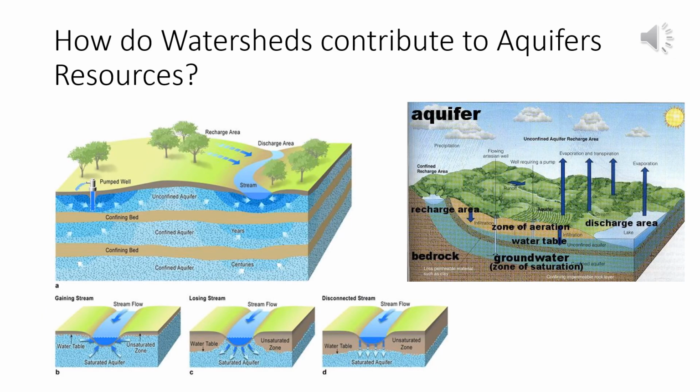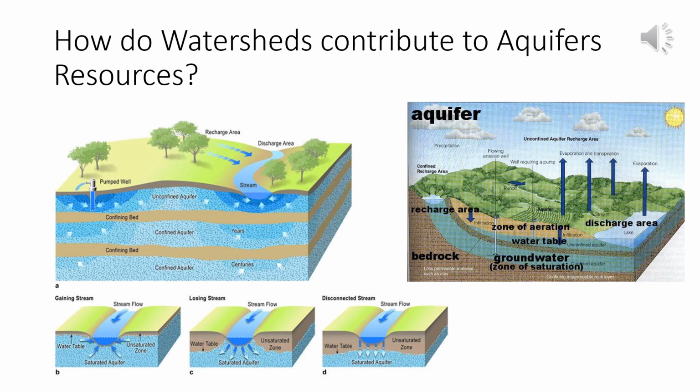Aquifers are where we find our groundwater. They come in two types, confined and unconfined. Confined aquifers are those that are found between two layers of rock. Unconfined aquifers are found in the soil above the bedrock. In order to access a confined aquifer, you have to use a very specific well called an artesian well.